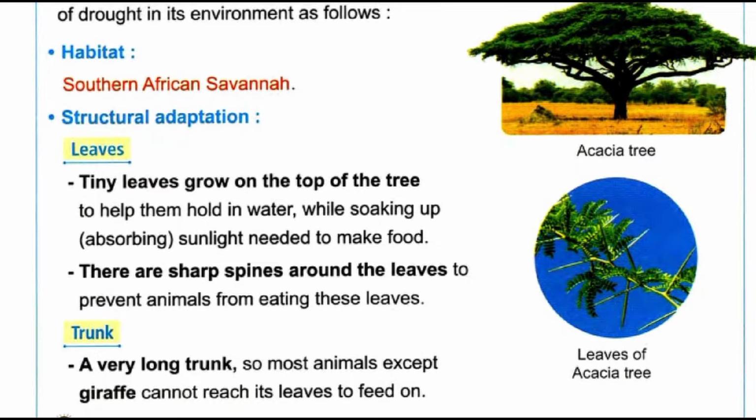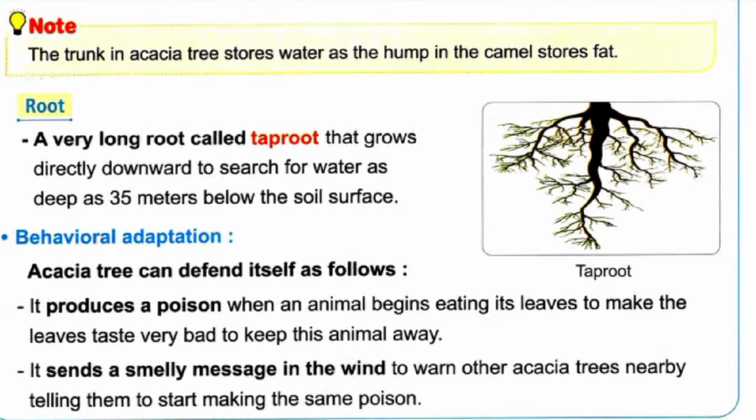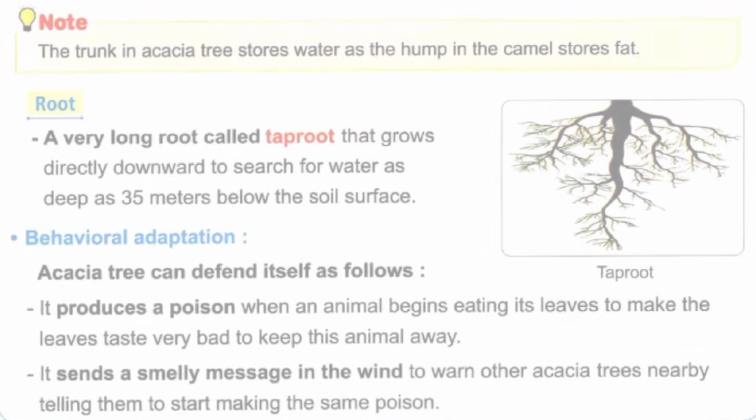Second, trunk. A very long trunk, so most animals except giraffe cannot reach its leaves to feed on. Note, the trunk in acacia tree stores water as the hump in the camel stores fat. Third, root. A very long root called taproot that grows directly downward to search for water as deep as 35 meters below the soil surface.